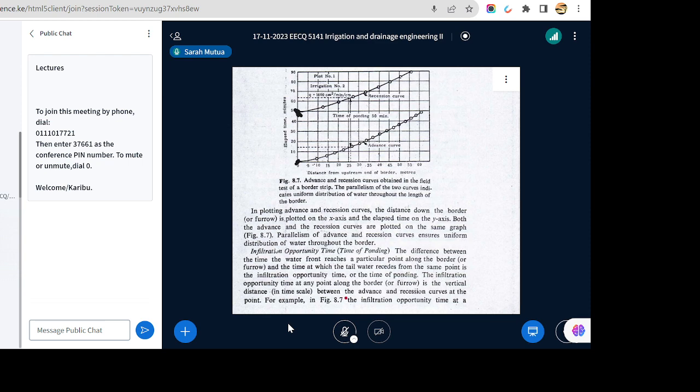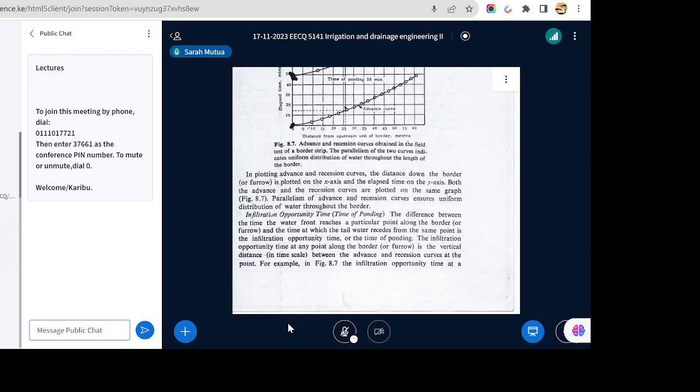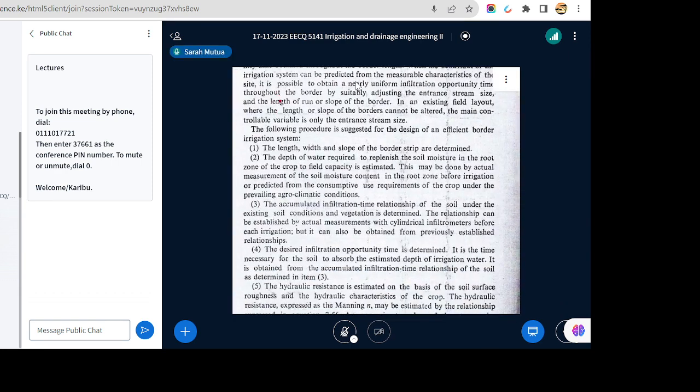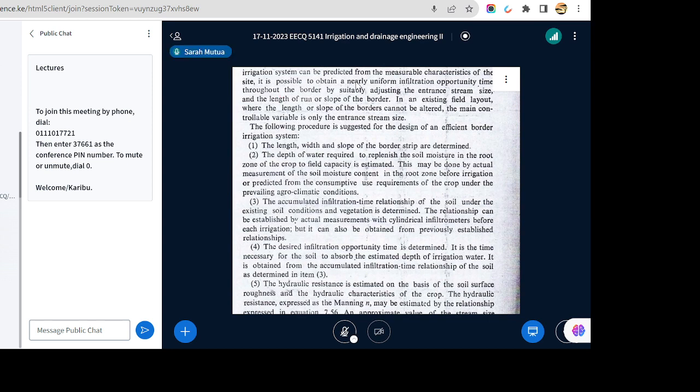Now, once you have those characteristics, you have advanced time, recession, the advance curve, the recession curve, and the infiltration capacity. How do we design the border strip irrigation systems? There are protocols on how to go about it. Number one is to determine the length, width, and slope of the border strip. Secondly, you determine the depth of water required to replenish the soil moisture in the root zone.